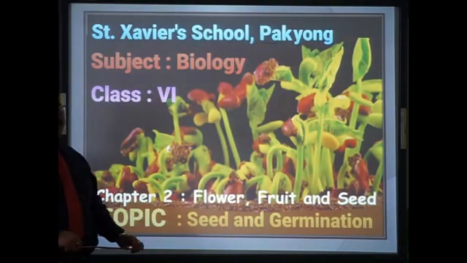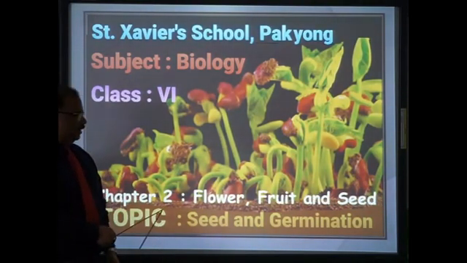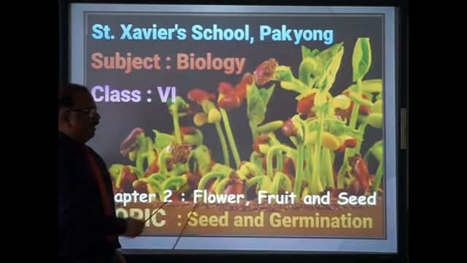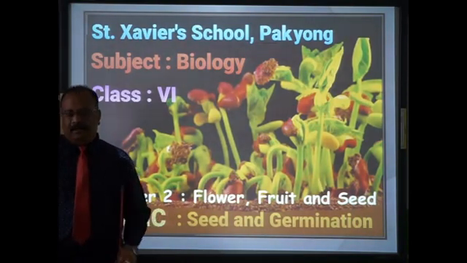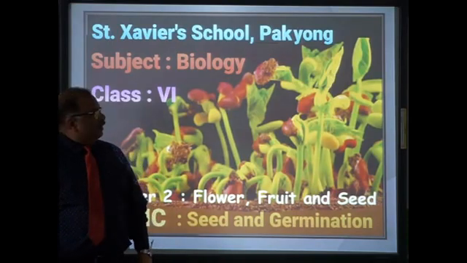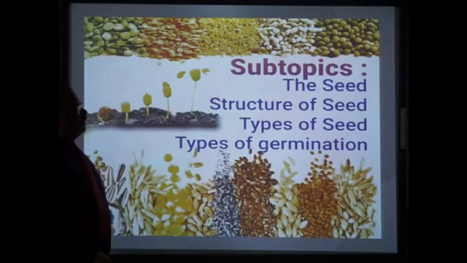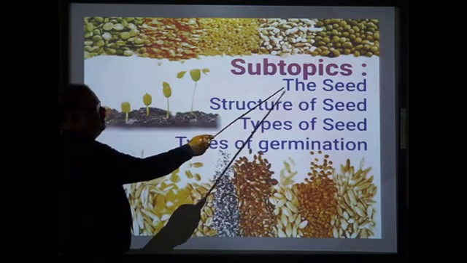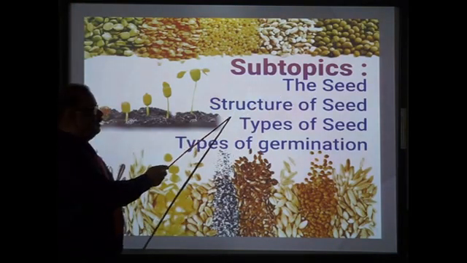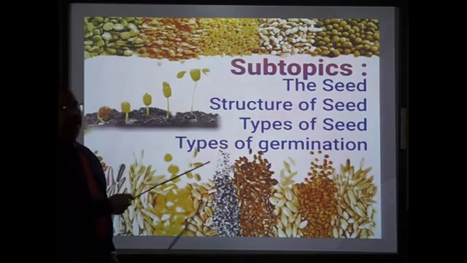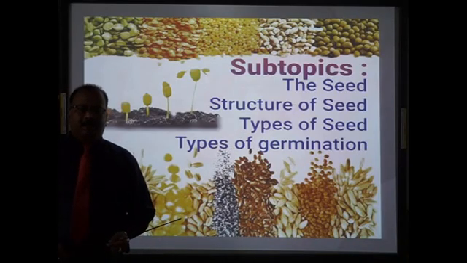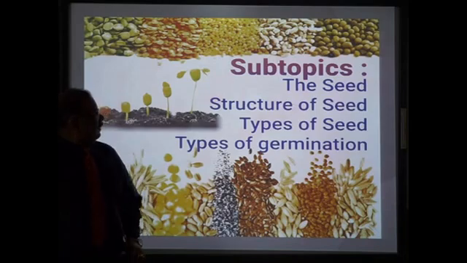Today we are going to do the same chapter, number 2, plants, fruits and seeds. Okay? In this class we will be learning a few things: the seed, structure of seed, types of seed and types of germination. Okay?